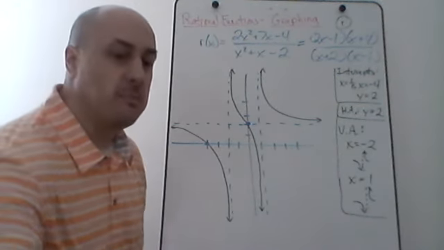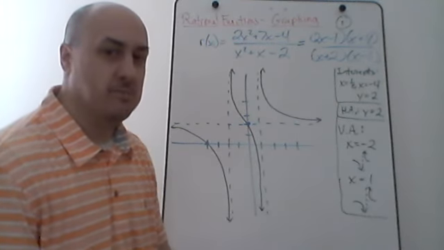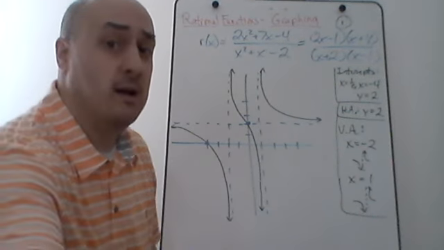And you know what I'm going to do is I'm going to make another video now where I explain in more detail how to find that behavior around the asymptote. So check out that video if you did not understand what I said.